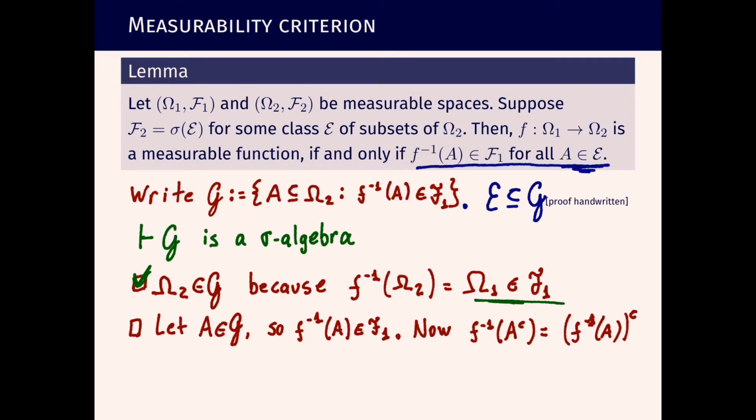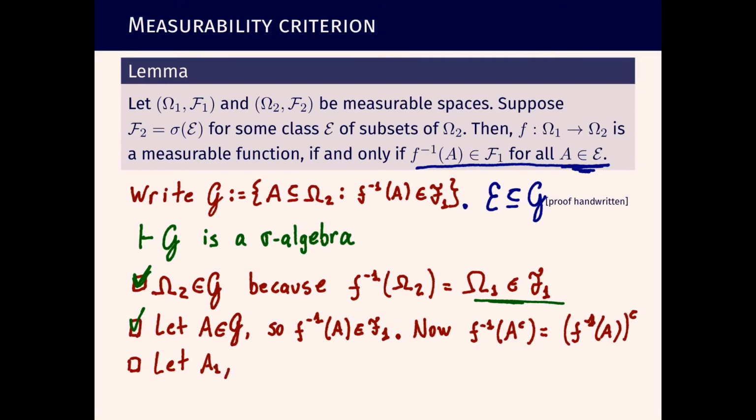And now the complement of this set is a member of F1, because F1, being a sigma algebra, is closed under complements, and F minus 1 of A, we know already, is a member of F1. So we have proved that the pre-image of a complement is in F1, and we can conclude, therefore, that the complement is also in G.